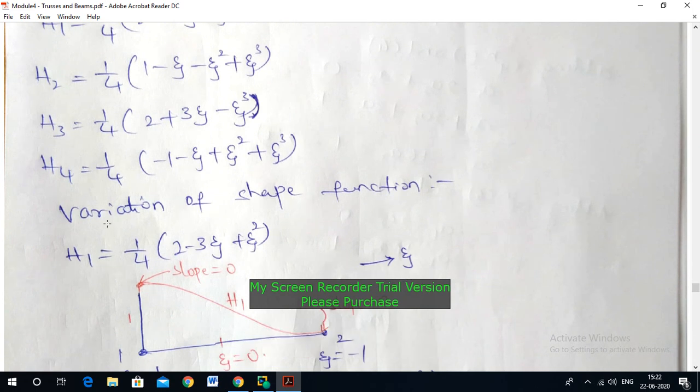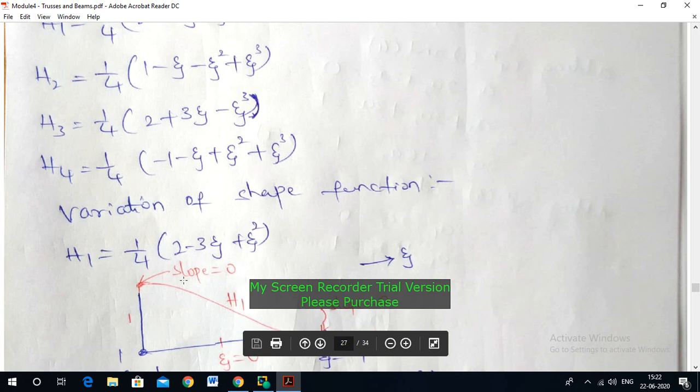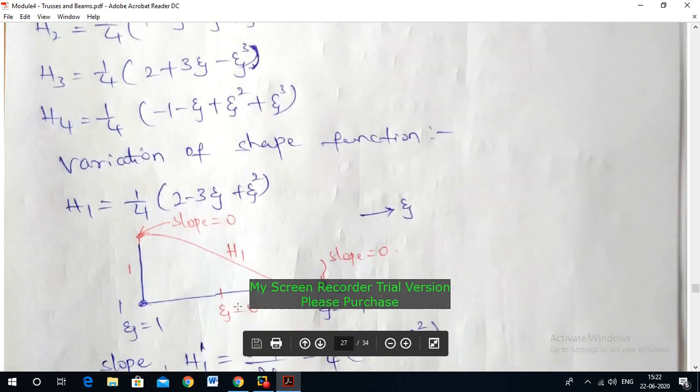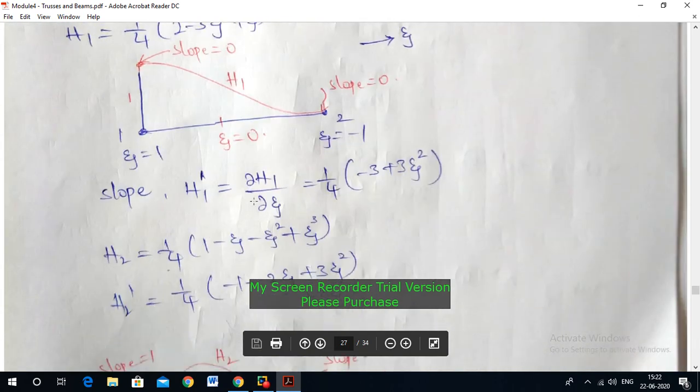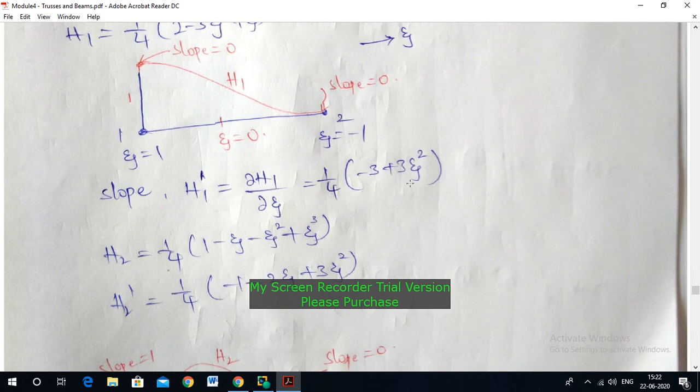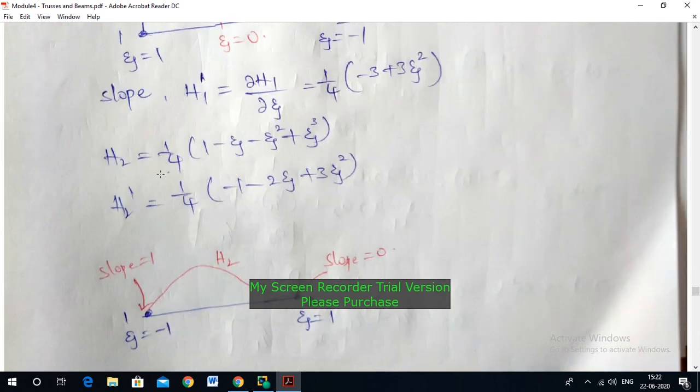The variation of shape function H1 is 1 by 4 times 2 minus 3 zeta plus zeta cube. Hence the slope is always 0 at the boundary conditions zeta equal to minus 1 and zeta equal to plus 1. If you plot the variation, the slope will be like this always. And this is the Hermite shape function, and the slope is H1 dash equal to del H1 by del zeta, 1 by 4 times minus 3 plus 3 zeta square. Therefore H2 is equal to 1 by 4 times 1 minus zeta minus zeta square plus zeta cube, and therefore H2 dash is 1 by 4 times minus 1 minus 2 zeta plus 3 zeta square.